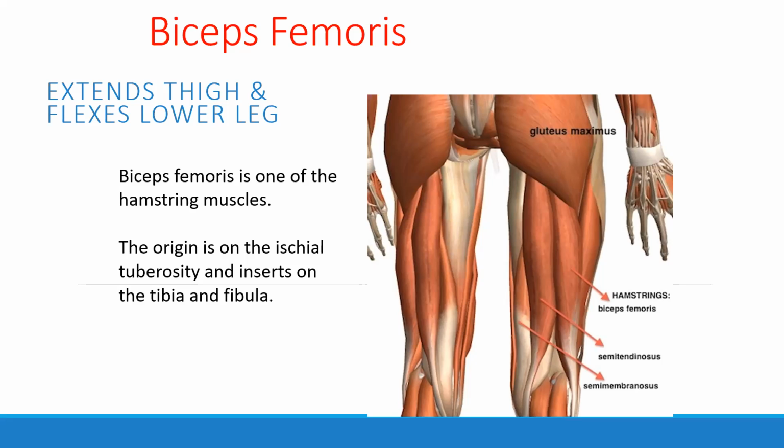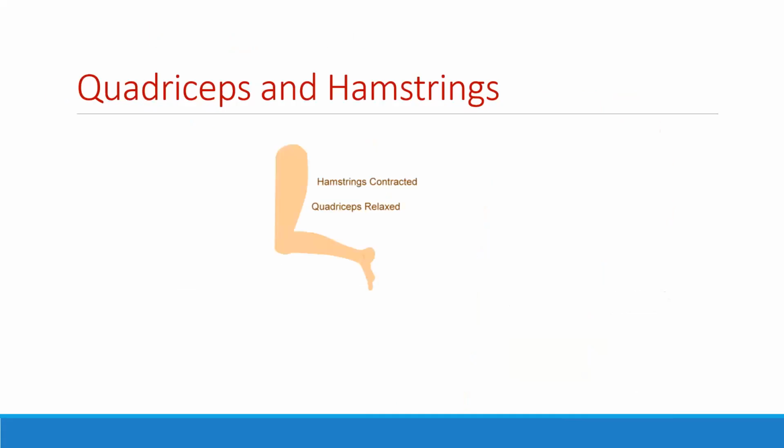So it can get confusing real easy. The quadriceps allow you to kick, so think of it that way. They are antagonistic. When the quadriceps are contracted, the hamstrings are relaxed. When the hamstrings are contracted, the quadriceps are relaxed. So we go back and forth. The actions of one are the opposite action of the other.